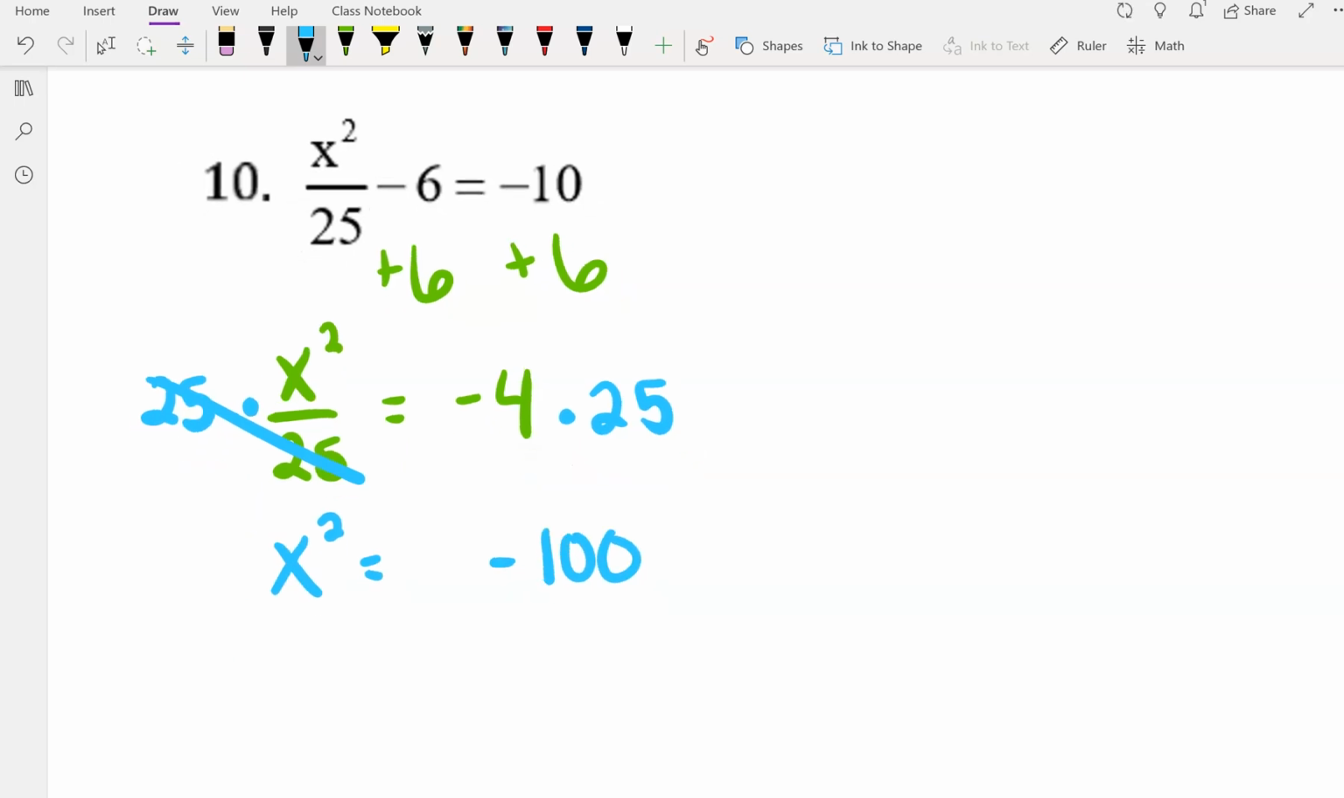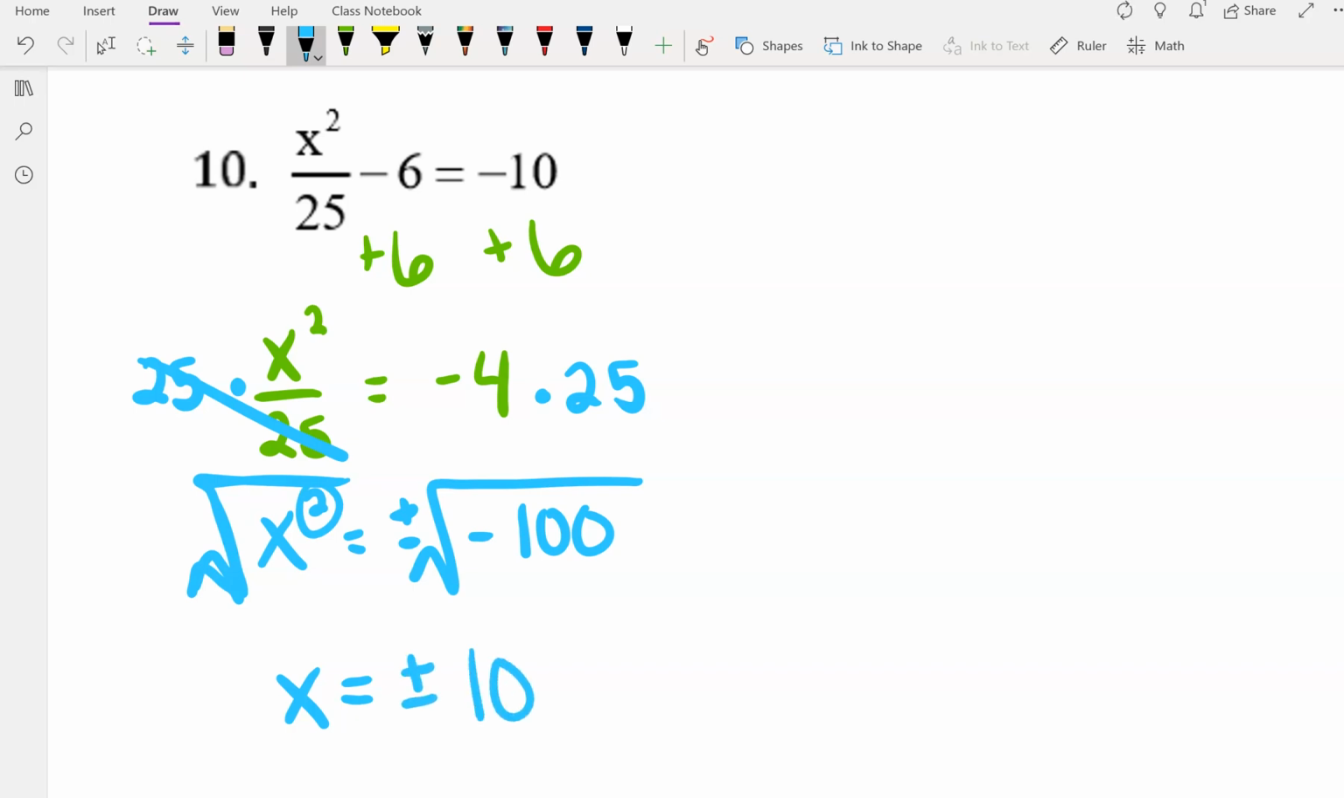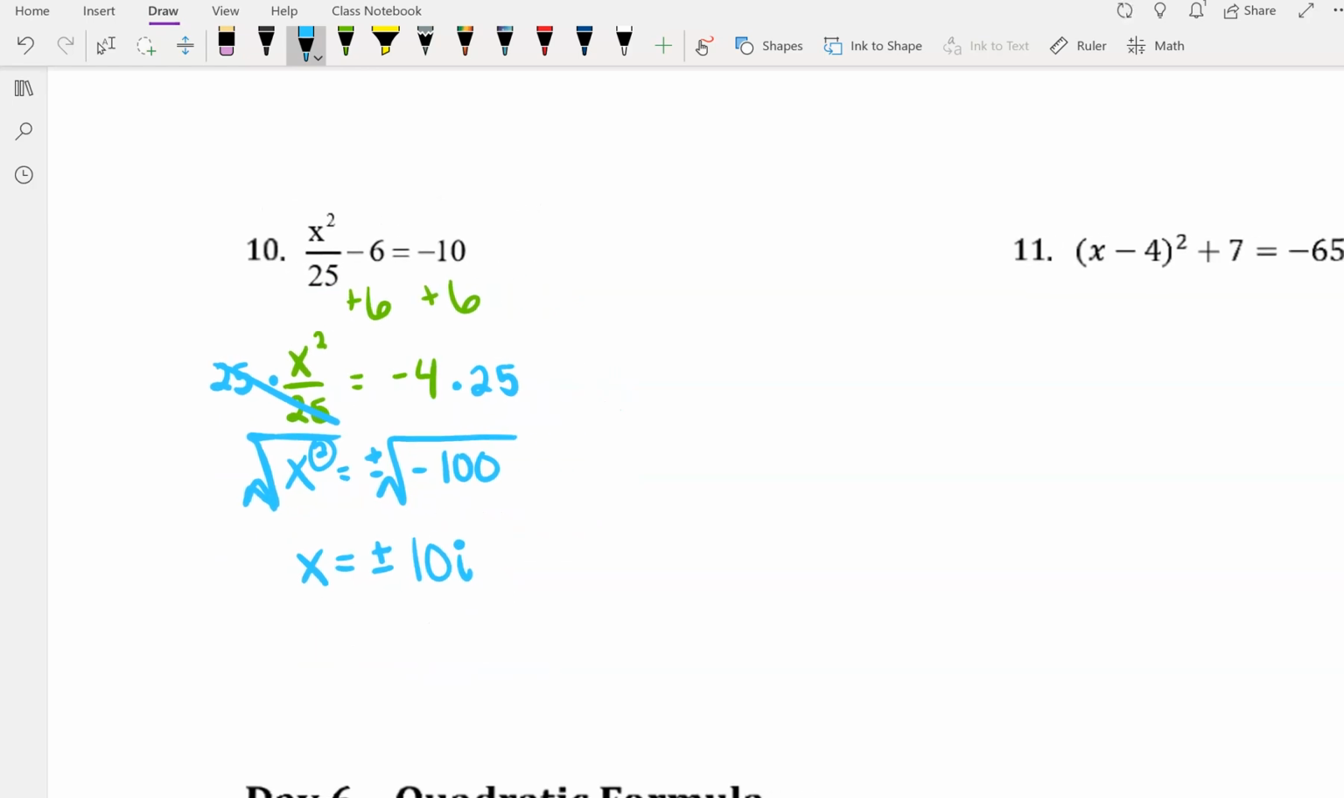Next step, to get rid of the squared, the opposite of squaring is square rooting. Every single time you put a plus or minus in front of the square root. X equals, sorry, I forgot to mention, the squared and the square root symbol cancel each other out, so that's why we're left with just x, equals plus or minus, the square root of 100 is 10, and the square root of a negative is always i. So that's why we have plus or minus 10i.